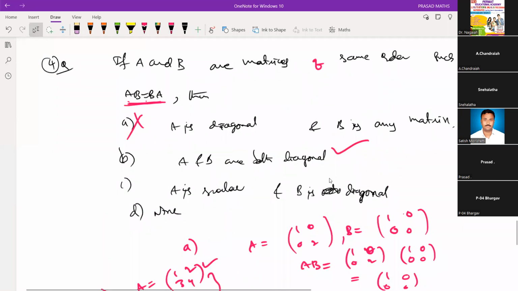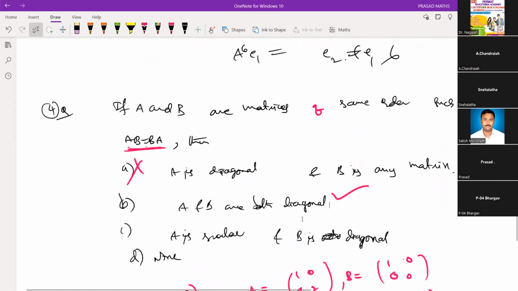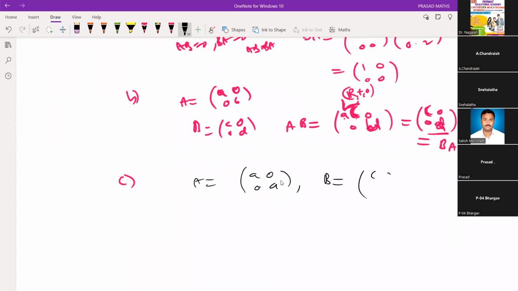Next is: A is a scalar matrix, B is any diagonal matrix. Is it right? A is a scalar matrix, B is a diagonal matrix. Both are diagonal. A scalar matrix is A 0 0 A, and B you can take C 0 0 D. Automatically true. Yes or no? Both are diagonal. So that is the power of the scalar matrix.